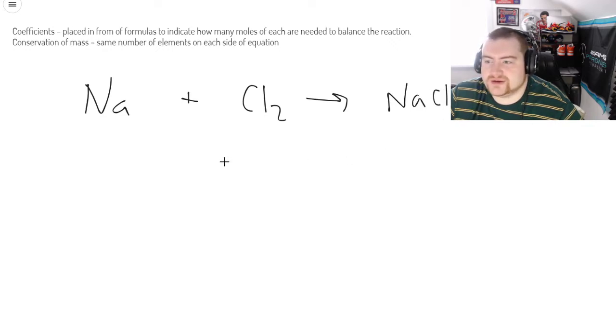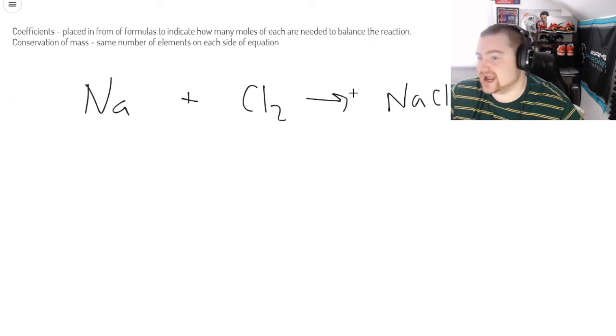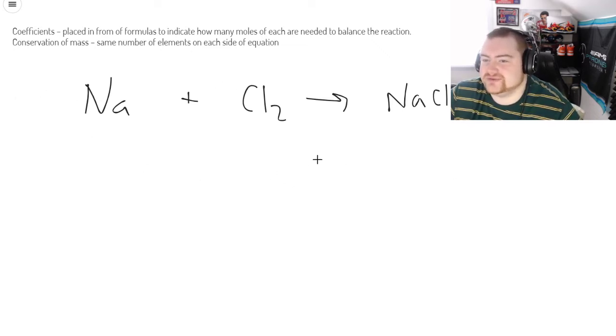Okay, now for this we need to first count up how many of each element we have on each side. So what I like to do is go down here and write down the elements that I have. I have sodium and I have chlorine. First step is we're going to count them.